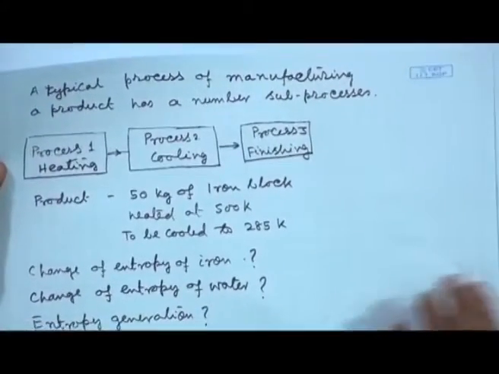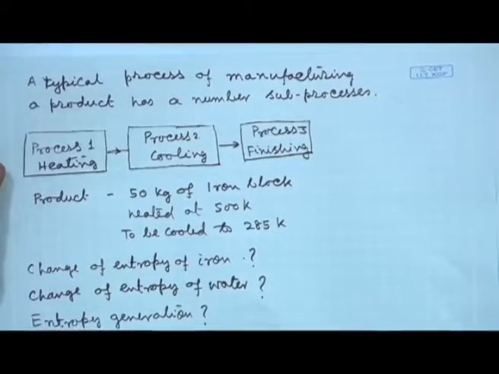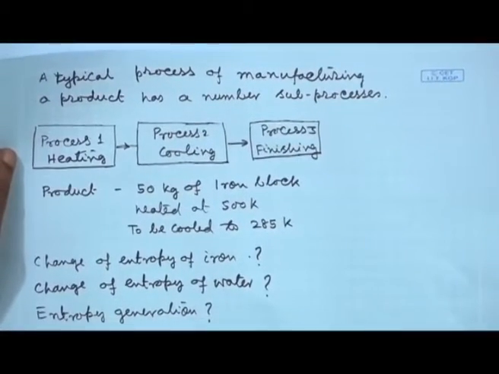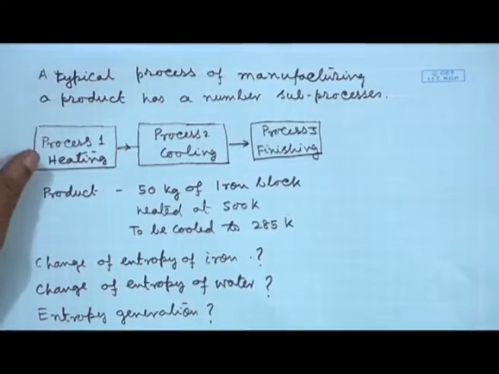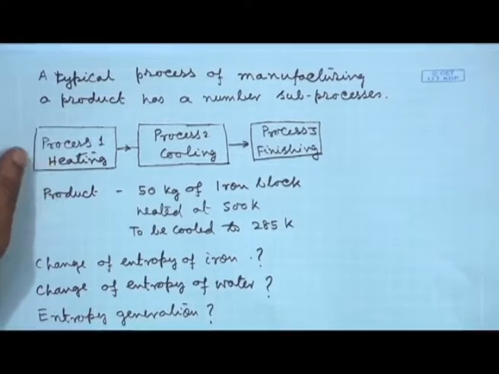We were discussing entropy generation and we were trying to understand it with the help of an example. The example was like this. If we recall, we are considering a typical process in an industry. The process is again made of different sub processes. In sub process 1, an iron block will be heated, in sub process 2 it will be cooled, and in sub process 3 it will be sent for finishing.